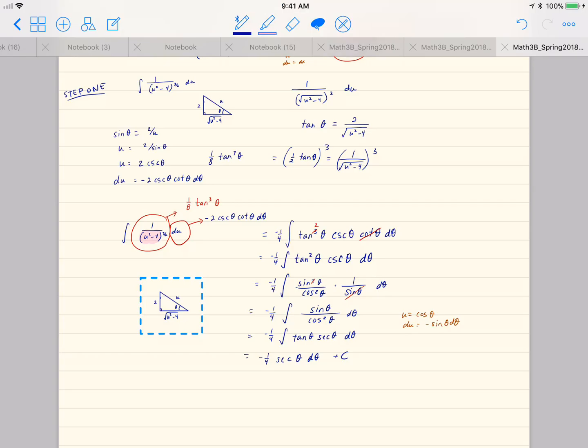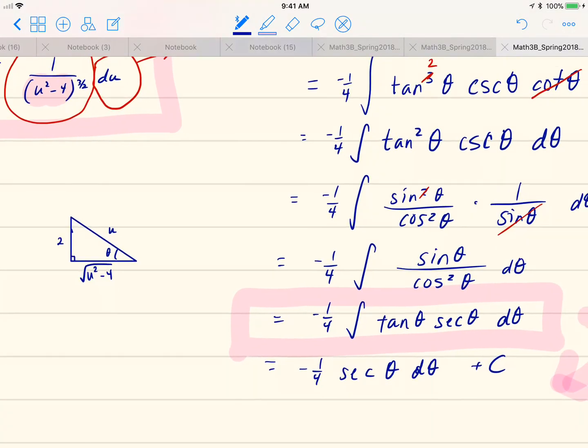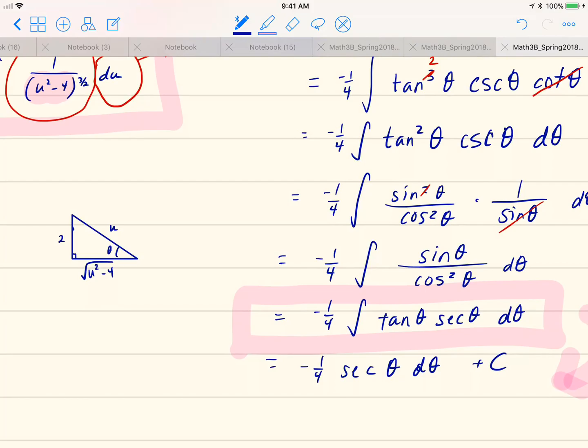Because now, actually I did step 1 and step 2 here, right? So step 1 would be writing this integral in terms of a trig integral, okay? And then step 2 is evaluating the trig integral. So going from here to here is step 2. And now to do step 3, where I back substitute, I'm relying on this triangle to tell me the relationship between U and theta. Okay, so what is secant of theta?